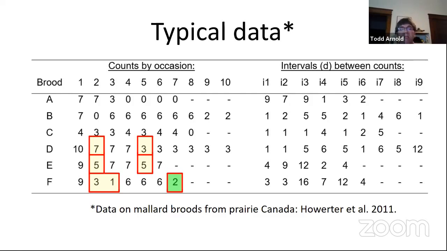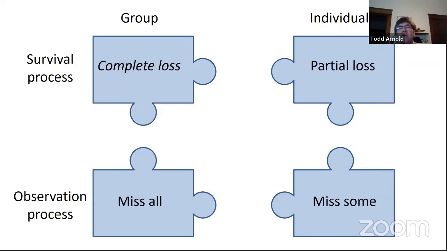We need to jointly estimate both the detection probabilities and the survival probabilities. So what I want to try to do with this model is estimate complete loss of the entire group, partial loss, complete detection failure, and partial detection failure. So the parameters are going to be survival of the group, survival of the individuals within a group, conditional on the group surviving, detection of the group, and then detection of individuals within the group, conditional on detecting at least one member of the group.